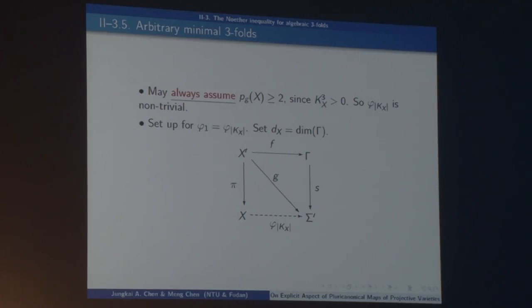The point is that one can always assume that PG is large. For example, PG is at least 2 because the volume is positive. So one can always study the canonical map. Here I have the setting. We study the canonical map and then take blow ups to get a morphism, and then finally we get a fibration. This is the induced fibration. I denote by dx the dimension of gamma.